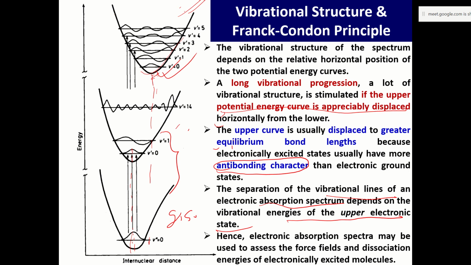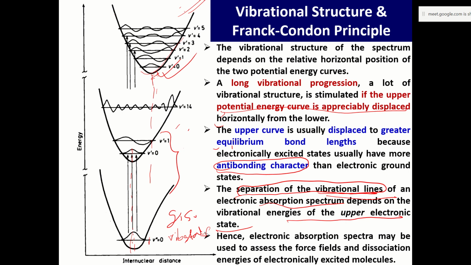So the displacement. If you are observing very carefully, the separation of the vibrational lines gives you a lot of important information through this electronic absorption spectrum. Because starting from the ground vibrational state, this is the ground state of the vibrational state, and from there you are achieving all the different transitions.